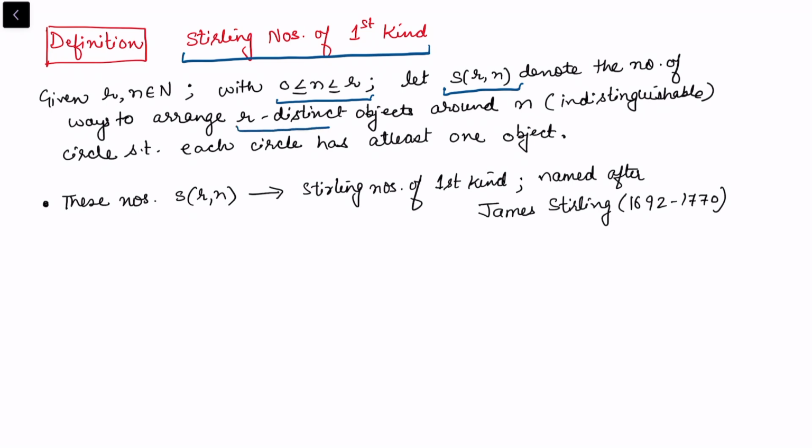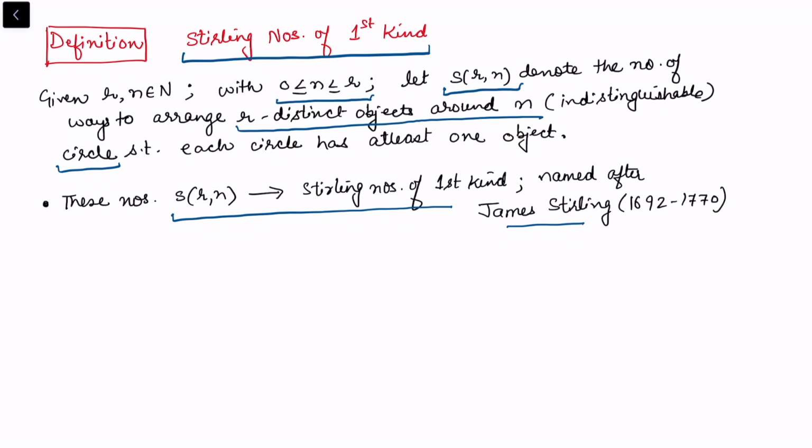So we have r distinct objects around n circles, and the condition is that each circle has at least one object. And these are the numbers that we call Stirling numbers of the first kind, which is named after James Stirling.